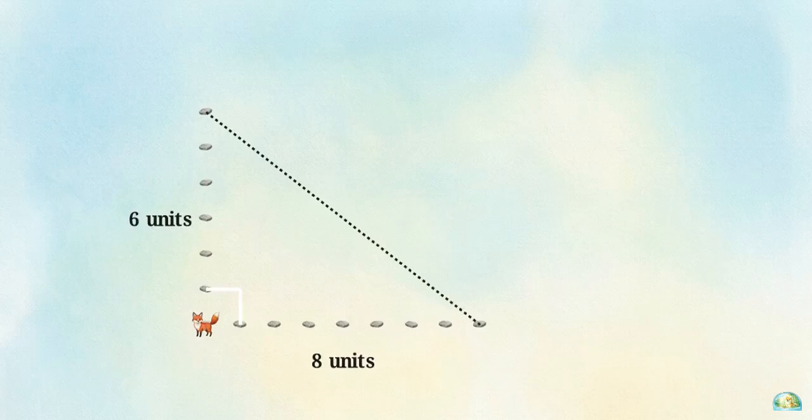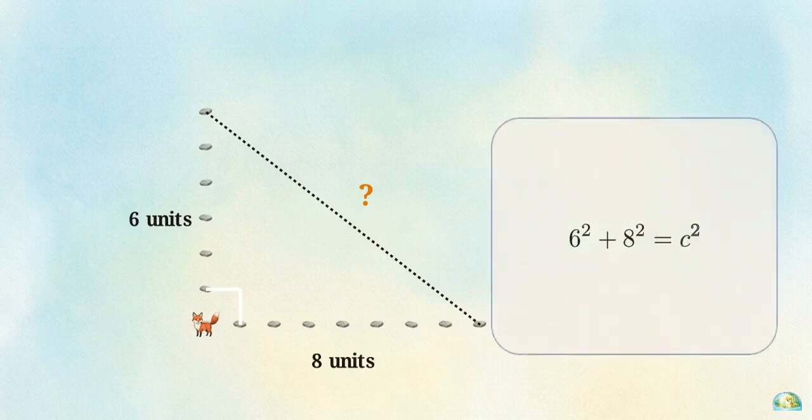A fox is pacing the edges of its territory, where the two legs of its path are 6 units and 8 units long. The diagonal shortcut, our hypotenuse, is the unknown value. Since the missing piece is the hypotenuse, we add the squares of the legs. The equation is 6 squared plus 8 squared equals c squared. That results in 36 plus 64, which equals 100.